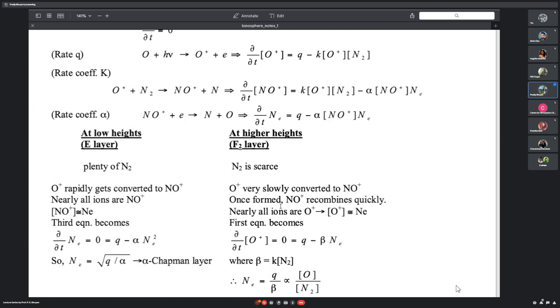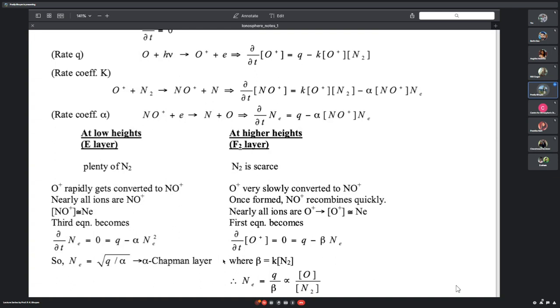Then where do we get these O plus ions from? From the first equation, O plus h nu: an energetic photon hitting an O becomes O plus and an e. So your del O plus del t becomes equal to Q in the steady state, when there is no further production. At some point of time the change in the concentration of O plus with respect to time will become equal to zero. That means you can have maximum production during a particular point of time. That is what we have been talking about.